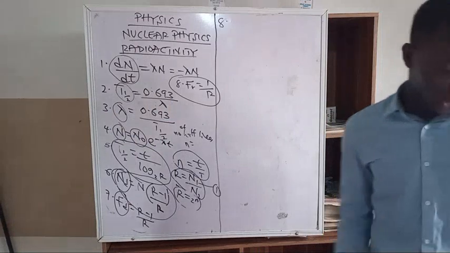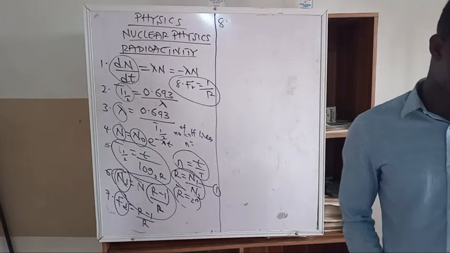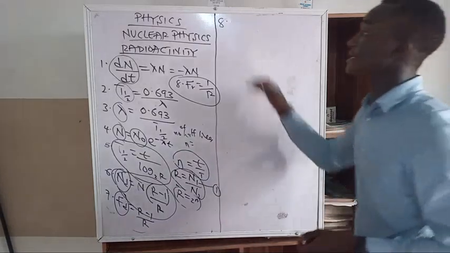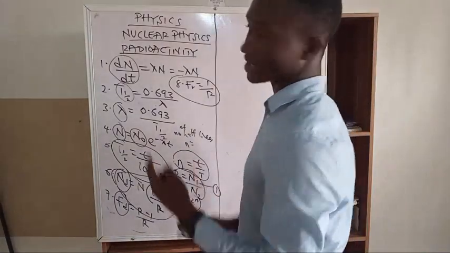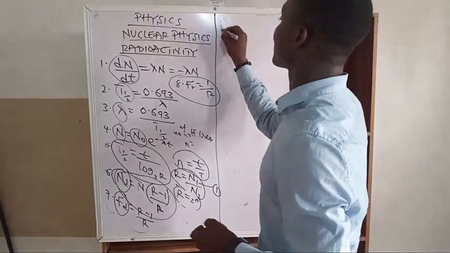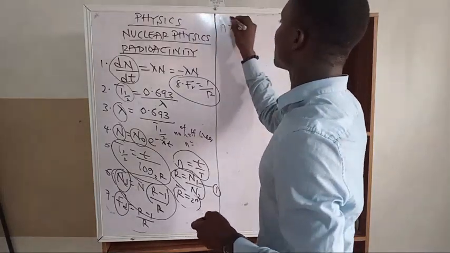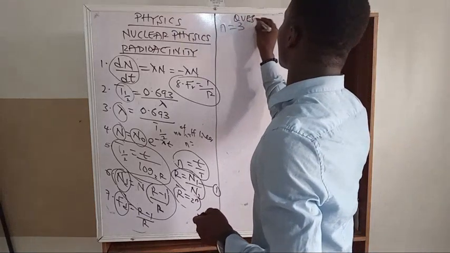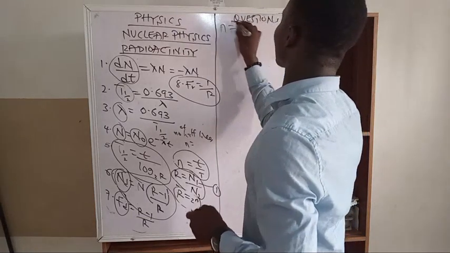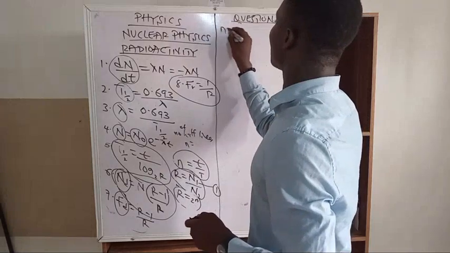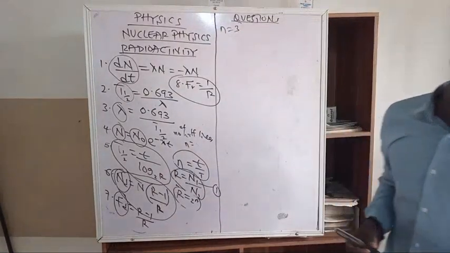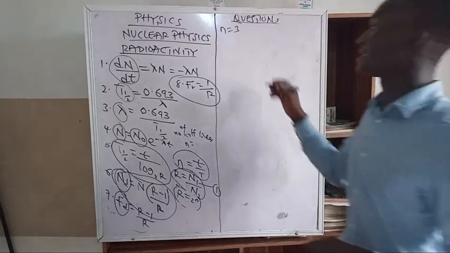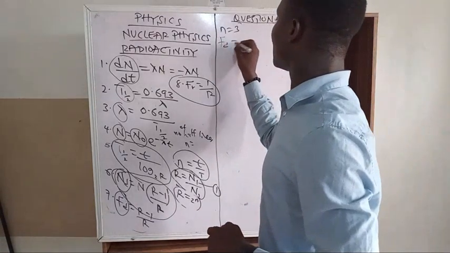So let us take the first question right from this place. The first question goes thus. They said after three half-lives, they did not say the half-life. They said after three half-lives. That means the number of half-lives in that place is 3. So they said after three half-lives, the number of half-lives is given to be 3. The question went further and said, the fraction of a radioactive material that has decayed is dash. The fraction of atoms that has decayed is unknown.